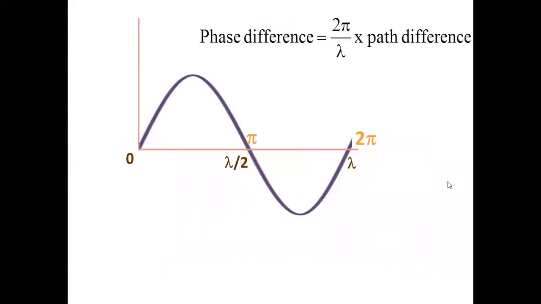Phase difference equal to 2 pi by lambda into path difference. Very important equation. Actually, you have studied this equation in the last year itself. Phase difference is equal to 2 pi by lambda into path difference. One of the important equations, right? Now, sir, can you apply this anywhere?